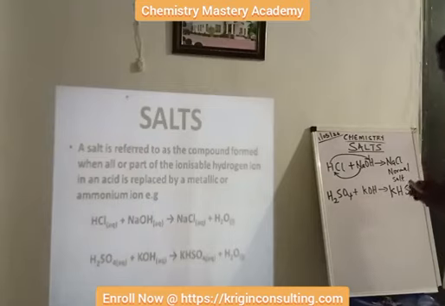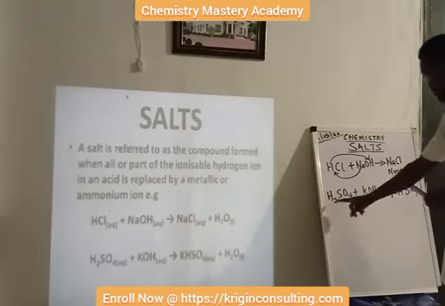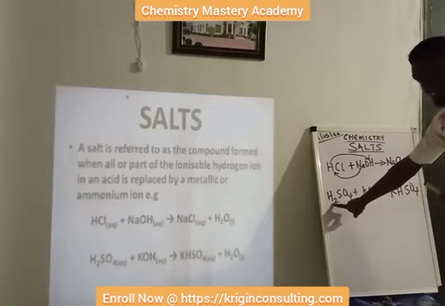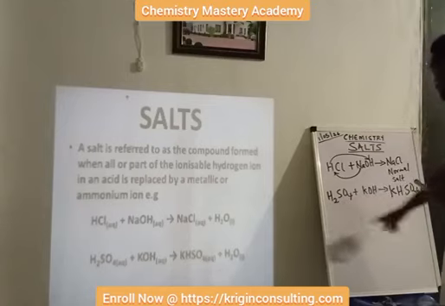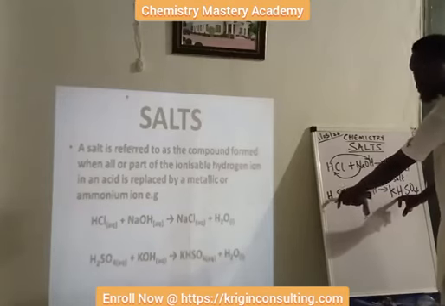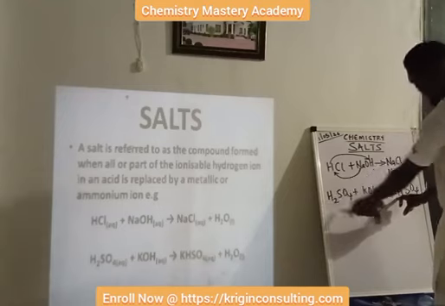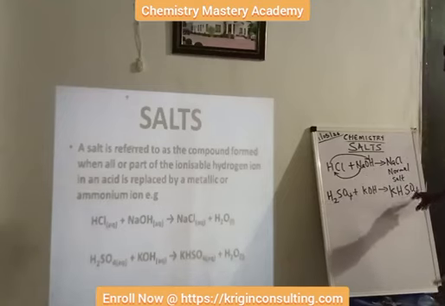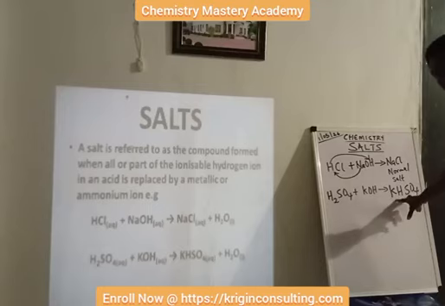Is that clear? KHSO4. Remember, it is 2 hydrogen that we have here, right? So this K took the place of 1 of the hydrogen, leaving behind the remaining 1 hydrogen that it could not react with. So we have KHSO4. Now this is a salt.